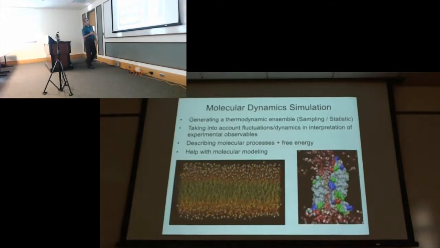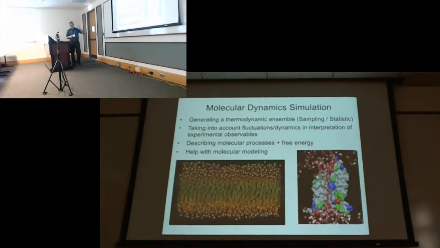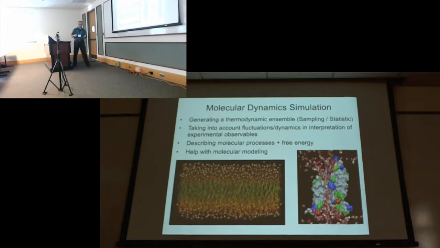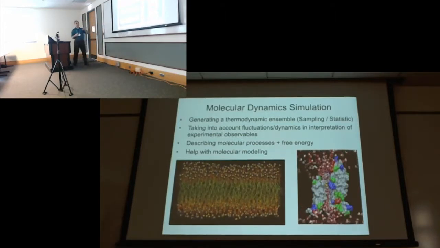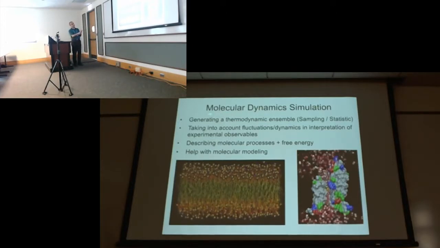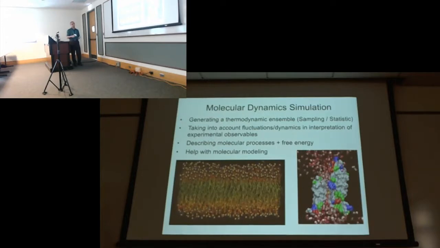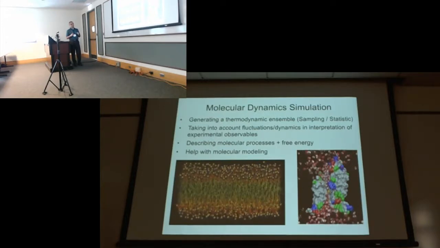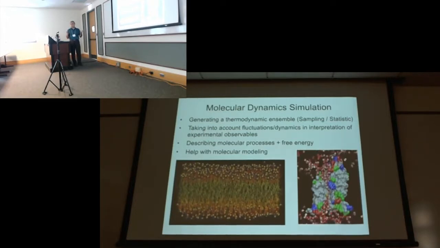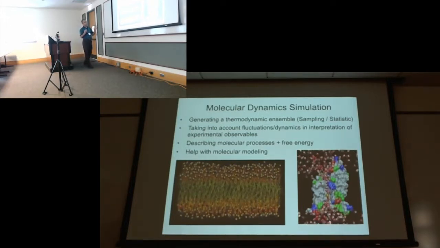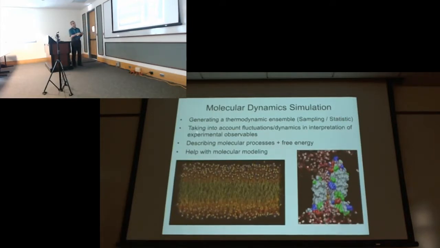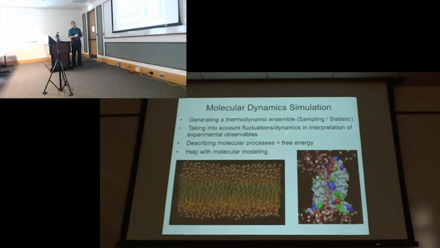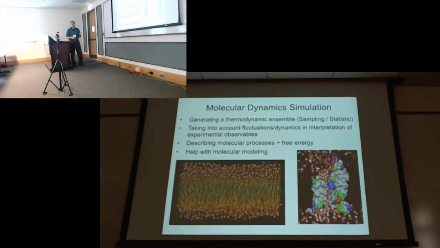Okay, so now let's back up. I gave you some examples of how we use MD. So let's back up to the method level again. You want to generate a thermodynamic ensemble using MD. Molecular dynamics and Monte Carlo simulations are two methods that can generate the thermodynamic ensemble for you, if you're primarily interested in that. That gives you some statistics about the behavior of the system. You are taking into account fluctuation and dynamics in interpretation of experimental observables.